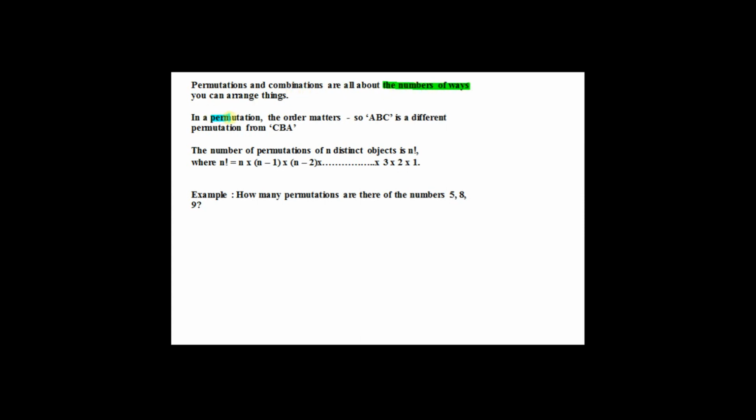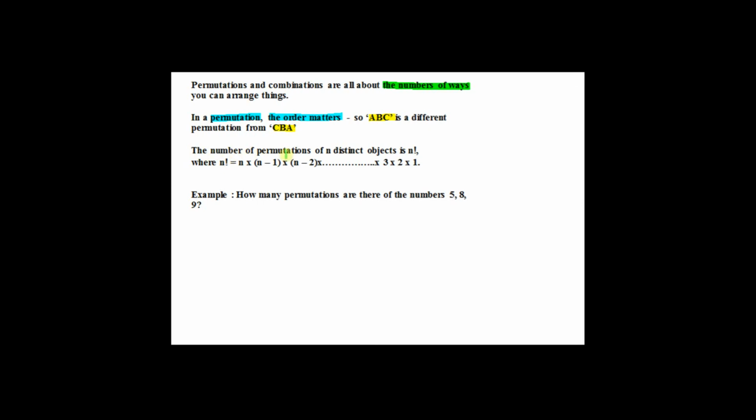In a permutation, the order matters. What does it mean? It means ABC is a different permutation from CBA. So the order is important. ABC and CBA are different permutations. So how to compute the permutation?